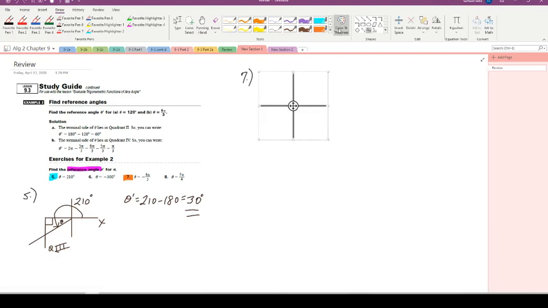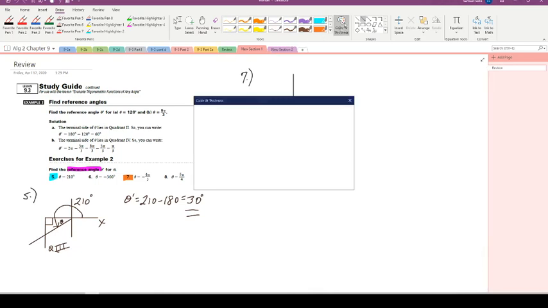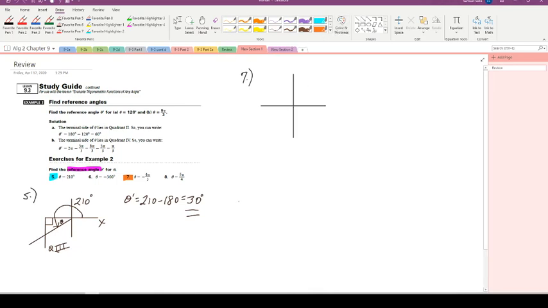And then I need to draw the angle, or I have to draw a line to the angle I need. But remember, it's negative 4 pi over 3. The first thing I want to do is determine where that is. I don't know where that is yet, but here's an easy way of doing it: negative 4 pi over 3.